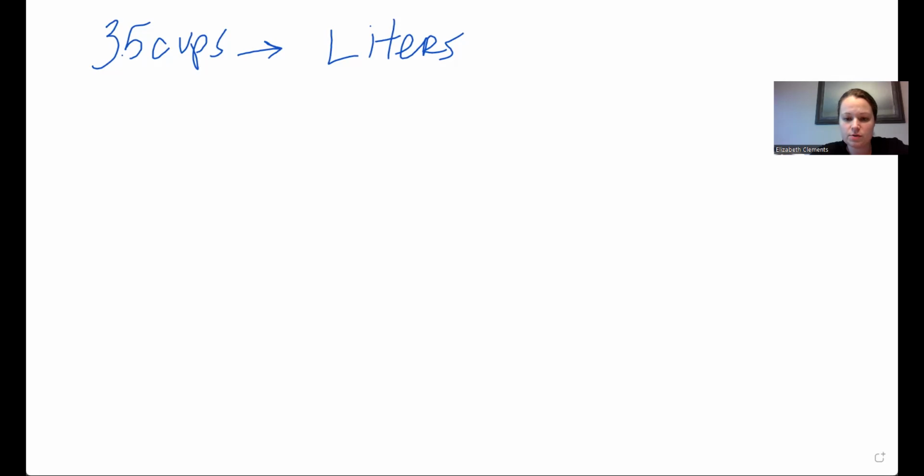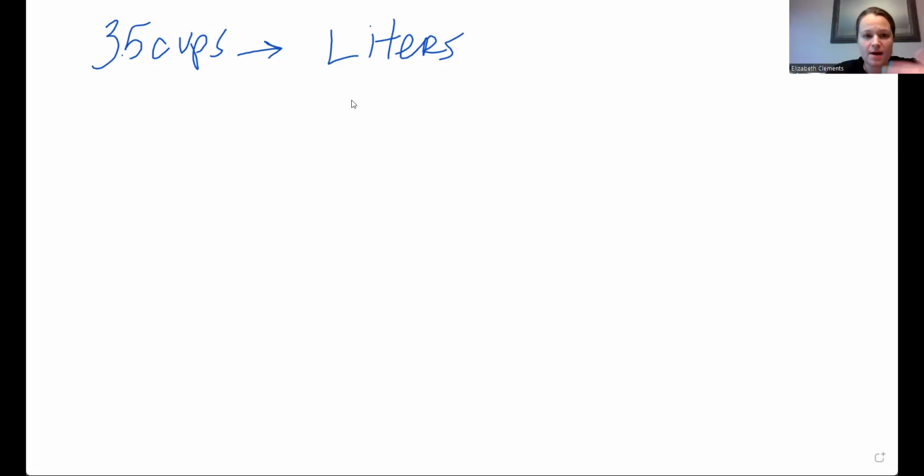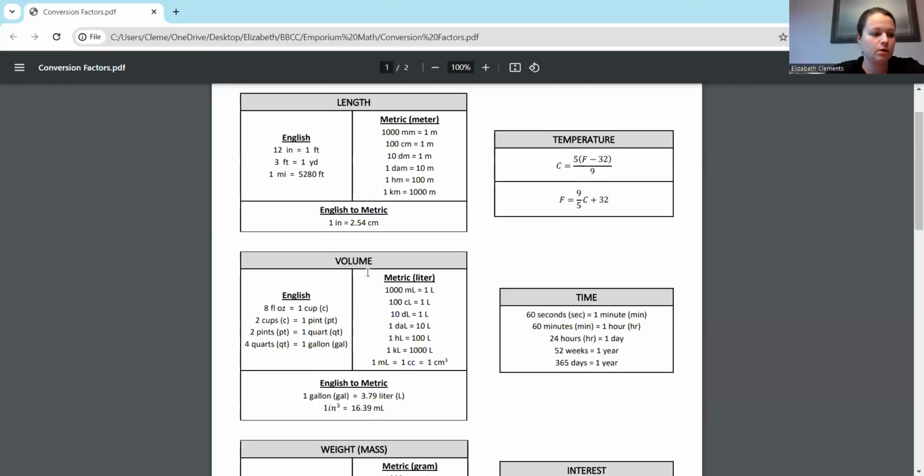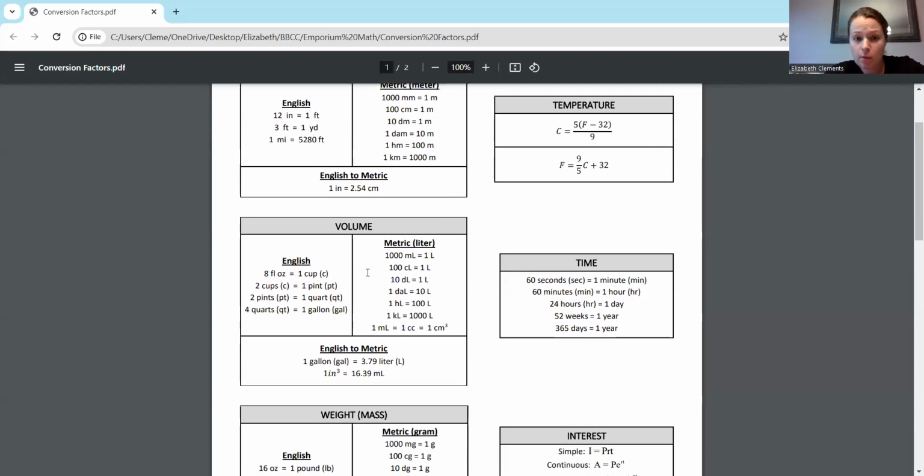I'm going to show you which ones we're going to use just in the beginning, and then I'm not going to go back and forth. You can just look at yours. So we're going from cups to liters. Now we're working with volume right here. In our volume, we're starting with cups, and we want to somehow get to liters. So we're going to look at all of the L's over here, which are liters, as it shows right here, metric liters.